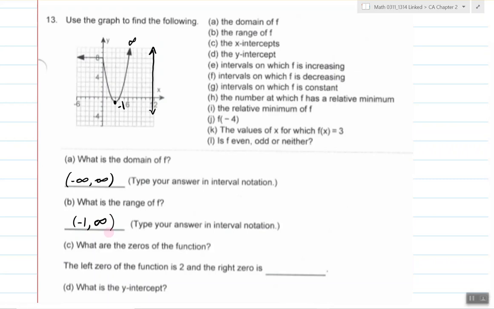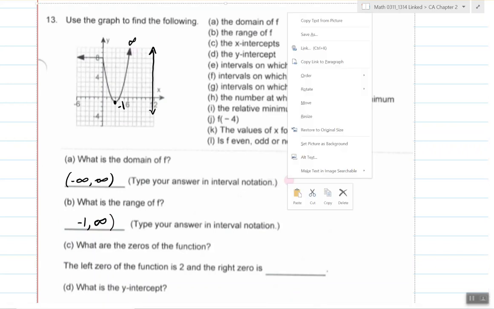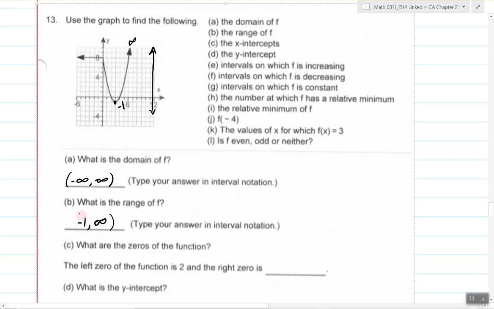Let me back up a second. Okay, let me fix one thing. When you're talking about range, it's not open intervals, domain and range. That was only with increasing and decreasing. A value of the range does include -1, unless it had been an open circle there. So we will use a bracket there.